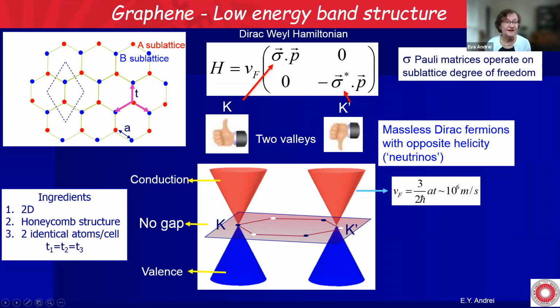Another thing to note here is that the ingredients that go into this band structure are a two-dimensional honeycomb structure and two identical atoms per unit cell. In other words, none of these ingredients, which are necessary and sufficient to give you this band structure, requires carbon. So in fact, as long as you satisfy this geometrical condition, you can create this band structure, and then you can do it with other atoms. You can do it with microwaves, with cold atoms. There are many, many other realizations of this effective band structure.